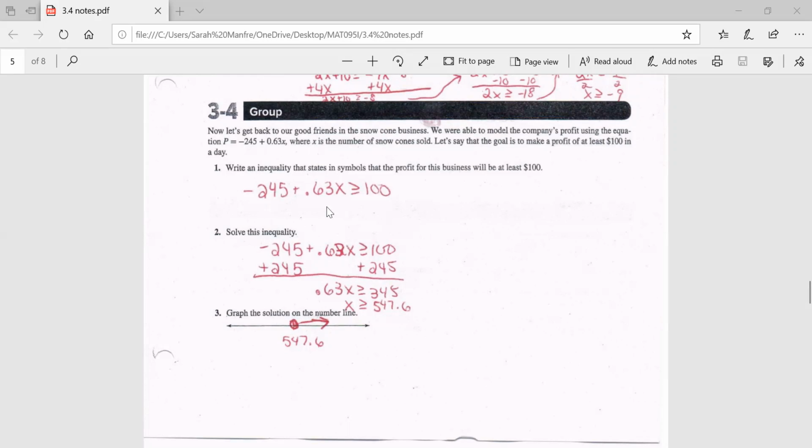Now, I'm going to take this inequality that we got here, and I want you to solve it. So what's the opposite of negative 245? Add 245. Now, don't be confused and do subtract because you see a plus here. The reason we have to add on both sides is because this is a negative number, and in order to make a negative number cancel out, it has to add. And then I'm going to divide my answer by 0.63, which gives me x is greater than or equal to 547.6, and I'm going to graph it. It's going to the right.